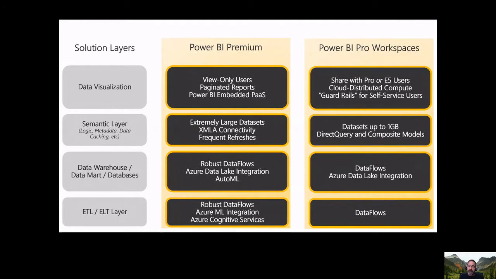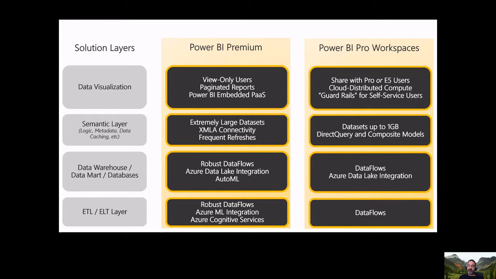So moving to the final slide, which adds a third column to the slide we were looking at previously, with Power BI Pro, you actually get access to workspaces that are very powerful. And most customers are not getting the most out of that investment that they've made in their Power BI Pro licenses. So what that means is that at the data visualization layer, anybody who has a pro license can share content with anybody else who has either a pro or an E5 license. An E5 license contains a pro license.